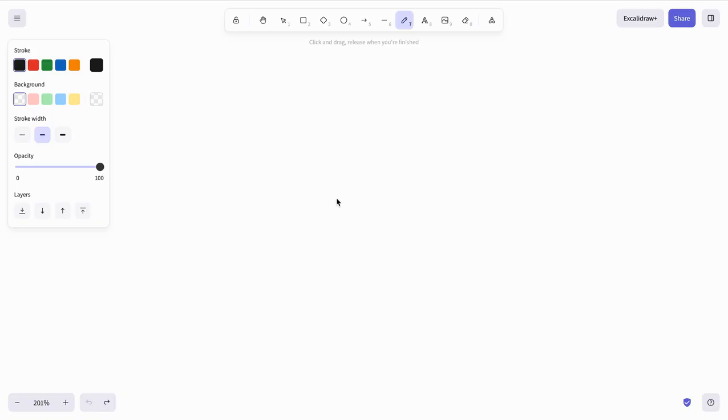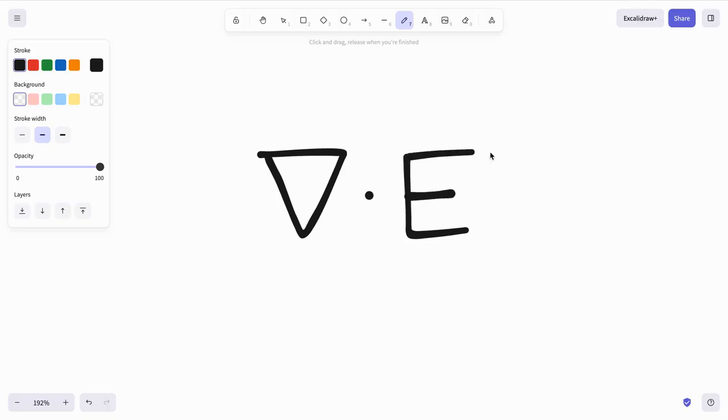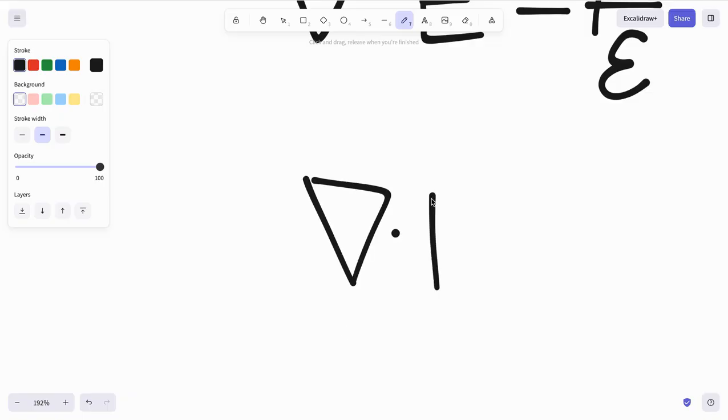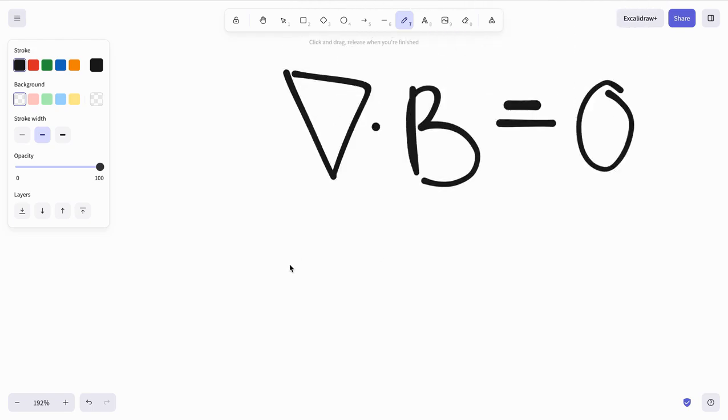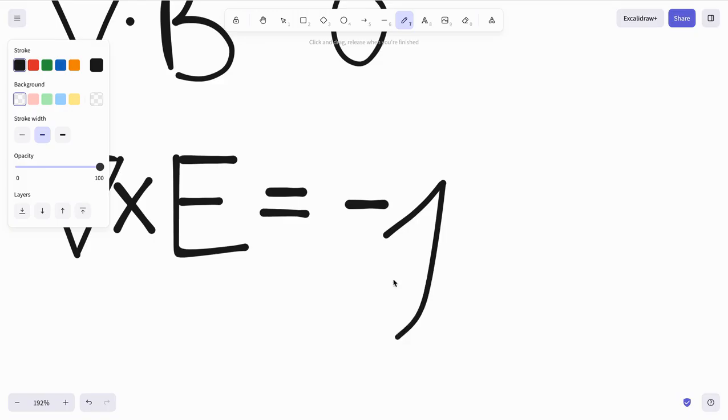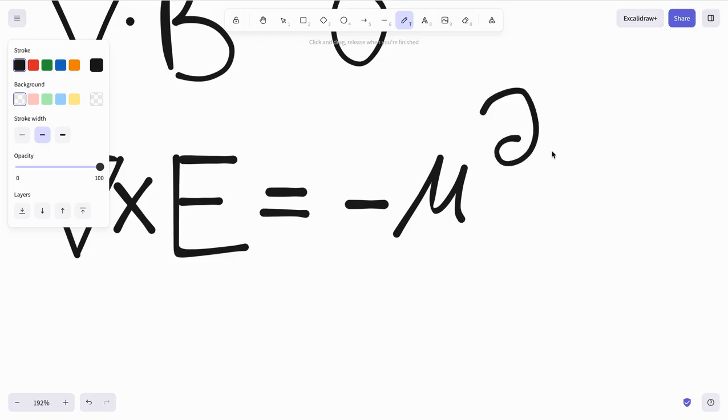So first, we're going to start off by writing down Maxwell's equations. The divergence of E is equal to rho over epsilon. The divergence of B equals 0. The curl of E is equal to minus mu partial H over partial t.